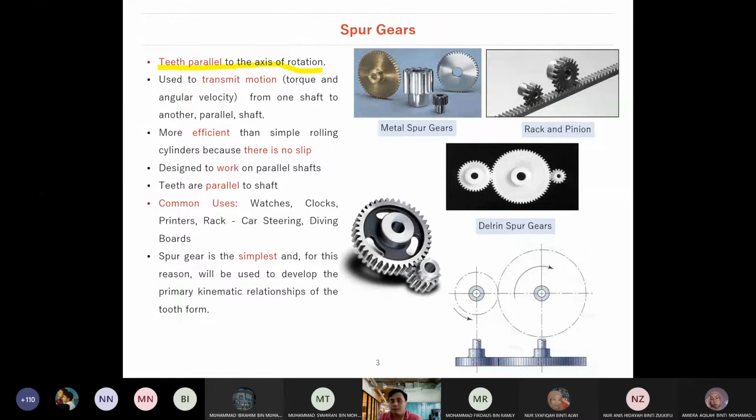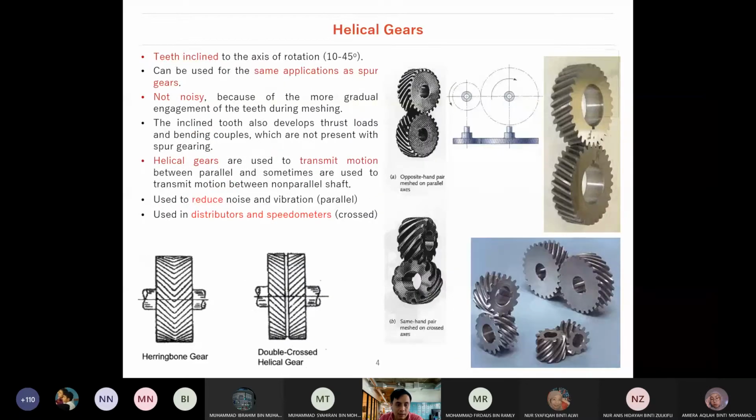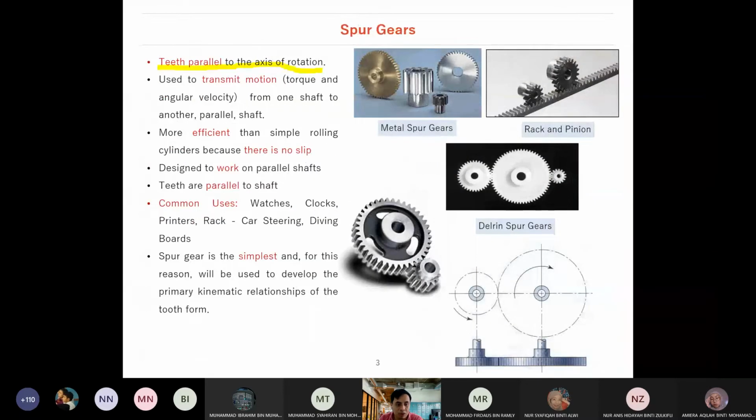So the characteristic of spur gear is, first, the teeth must be parallel to the axis of rotation. And the teeth work on parallel shafts, as I mentioned earlier. Common uses are watches and so on. The spur gear is the simplest. I said that earlier because it is a cylindrical roller, and all the calculations we base on this type of gear.